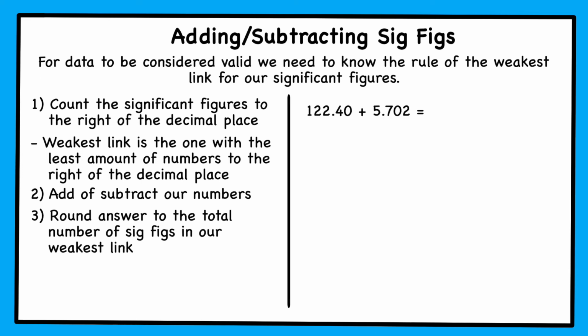So if I add 122.40 and 5.702, I would first count how many sig figs I have to the right of the decimal for each number. This means 122.40 has 2 sig figs to the right, and 5.702 has 3 sig figs to the right of the decimal. This means 122.40 is our weakest link. We will keep that number in our mind for later. Now we add these numbers up and we get 128.102. Now we round our number to our weakest link.